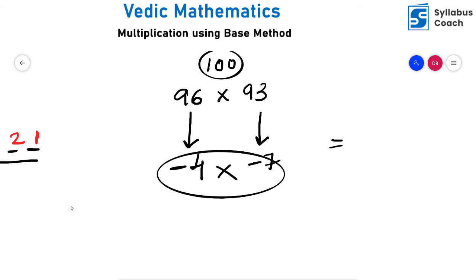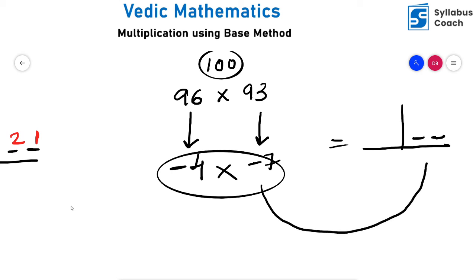Now, what is the answer? The answer will definitely have 2 digits because we have 2 zeros in the base. What is 7 into 4, students? 7 into 4, minus into minus plus, that would give you 28. Amazing. Now we have 96 minus 7 or 93 minus 4. What is the answer? The answer is 89. Therefore, the answer to this question is 89 28.